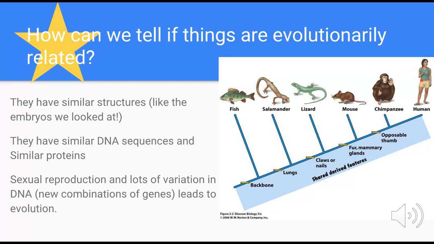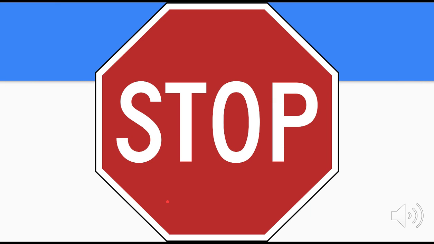We can also look at DNA sequences. So we could sequence the DNA from this guy's genome, this guy's genome, this guy's genome, and we could compare them and see how similar they are. And you need to know that sexual reproduction, that means we saw before how the resulting cells from meiosis are genetically different from the parent cells. That sort of variation in DNA and sexual reproduction leads to new combinations of genes, which helps lead to further evolution. All right, I think that's it.